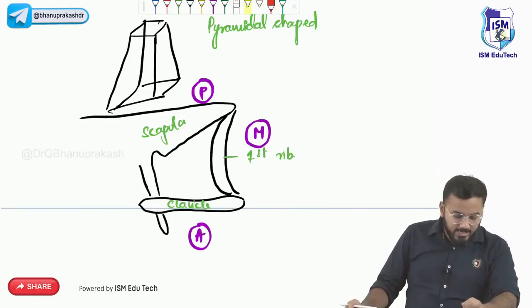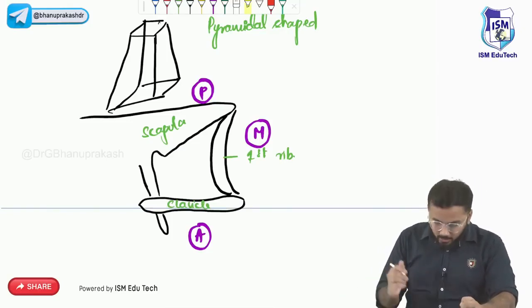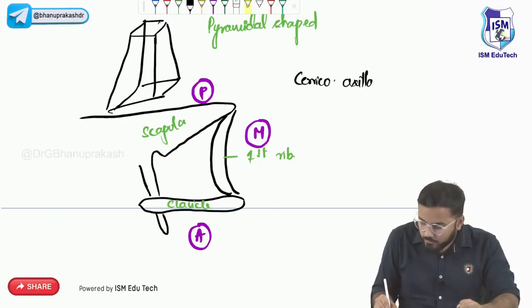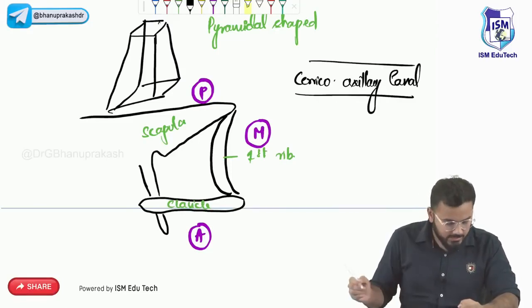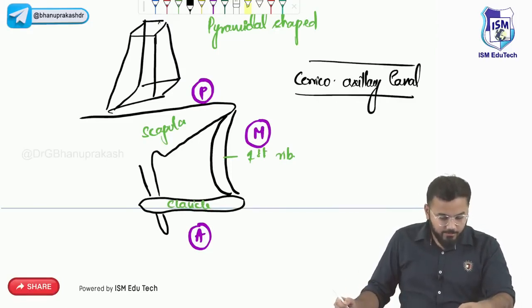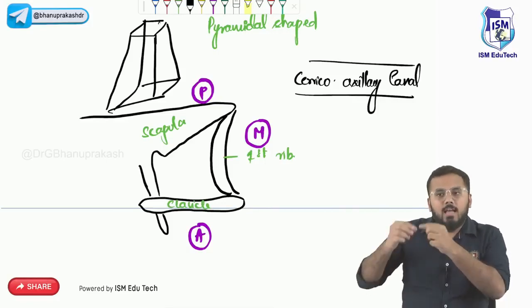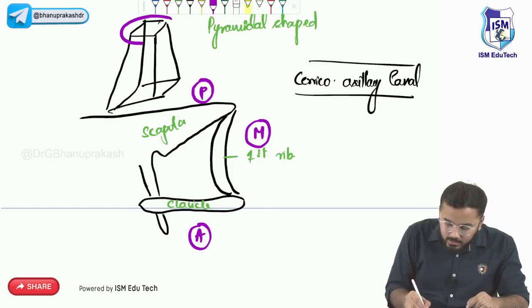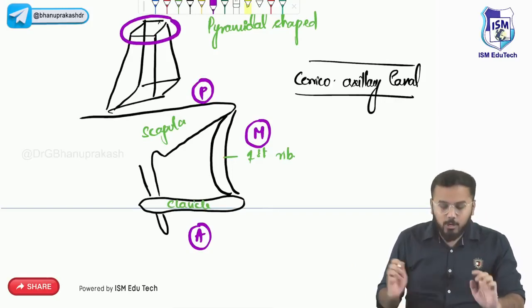Yes, Revendra is telling it is called the cervico-axillary canal. Very good, Revan. It is also called the cervico-axillary canal. Very good. Now, what I'm doing is that I'm going a little bit below now. We have done discussing the upper part. Now I'm going to the lower part.